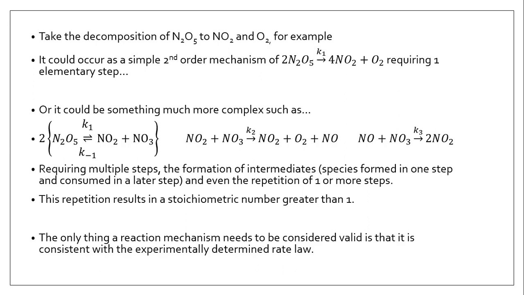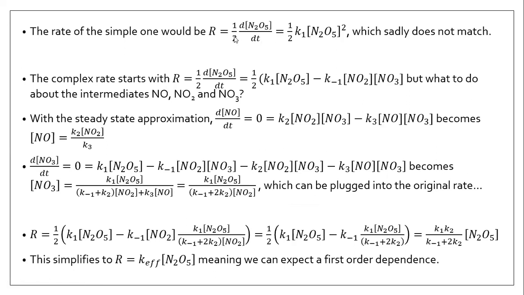How fast is this occurring versus how fast is that occurring? Is this a first order dependence on N2O5 or a second order dependence on N2O5? Is this step happening fast and suddenly we have a second order dependence on something else? And if the third step is the slow one, then it's dependent on these intermediates. So we've got to really think about this.